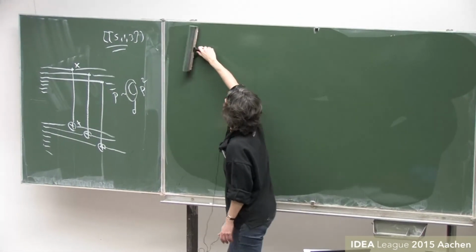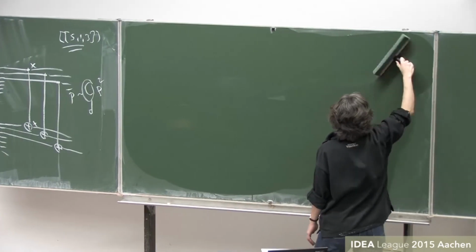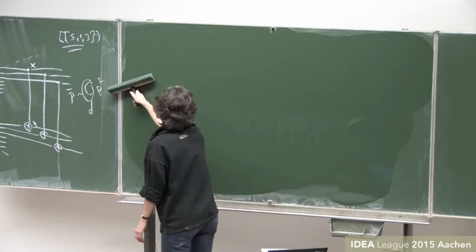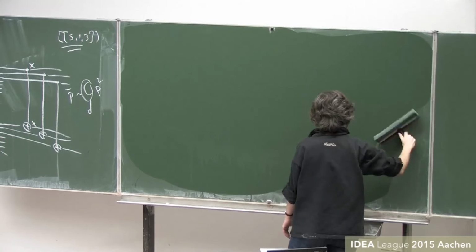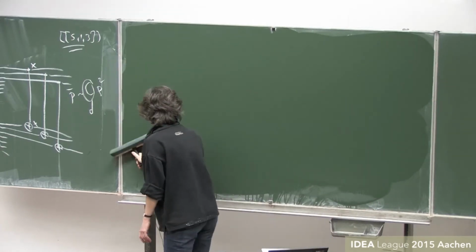Okay, so what are the logical gates I need to do? This is, of course, the first question. What is a universal set of gates? And there are possible choices.